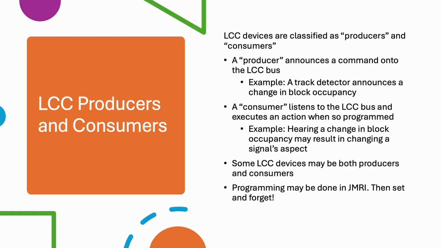Programming may be done in JMRI, then it can be set and forget. With a lot of people using the DCC bus, a detector may announce when a block occupancy changes, and that signal goes back to the JMRI computer, which interprets it and then sends out a command to a signal to change its aspect. With LCC, with being producers and consumers, once initially programmed, the signal can listen for the producer to make the announcement and act on it automatically without going through JMRI. So it is a set and forget scenario.